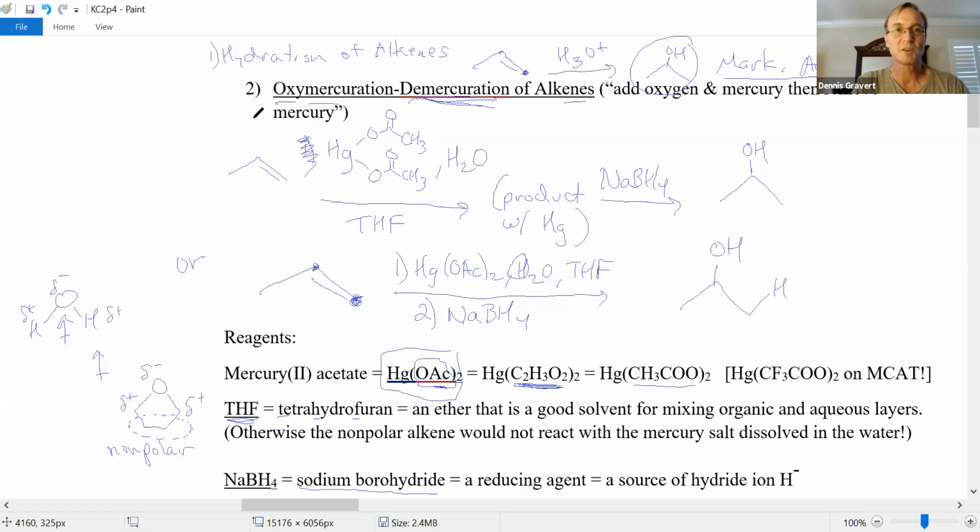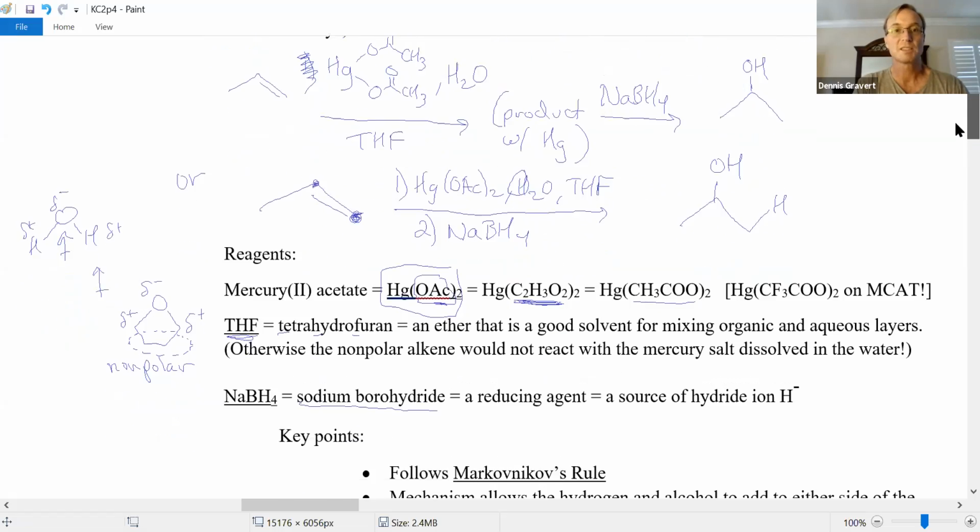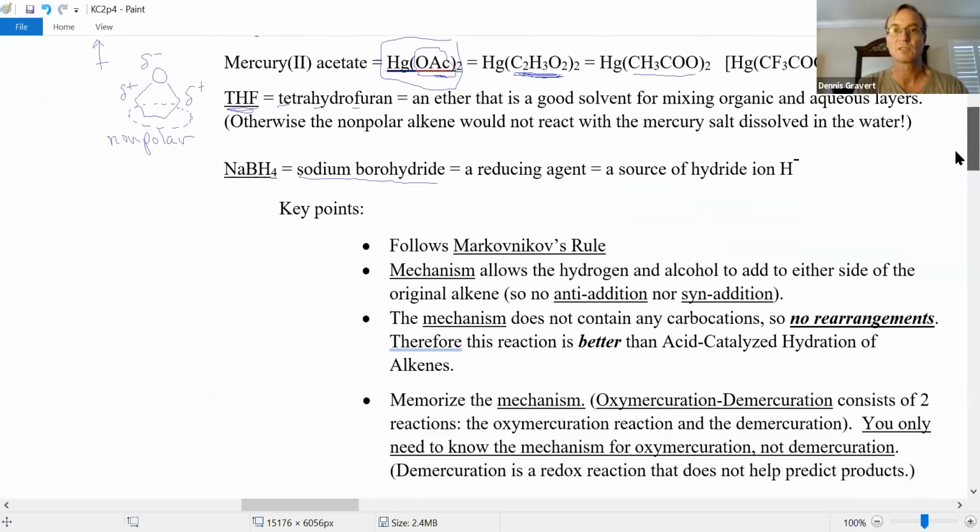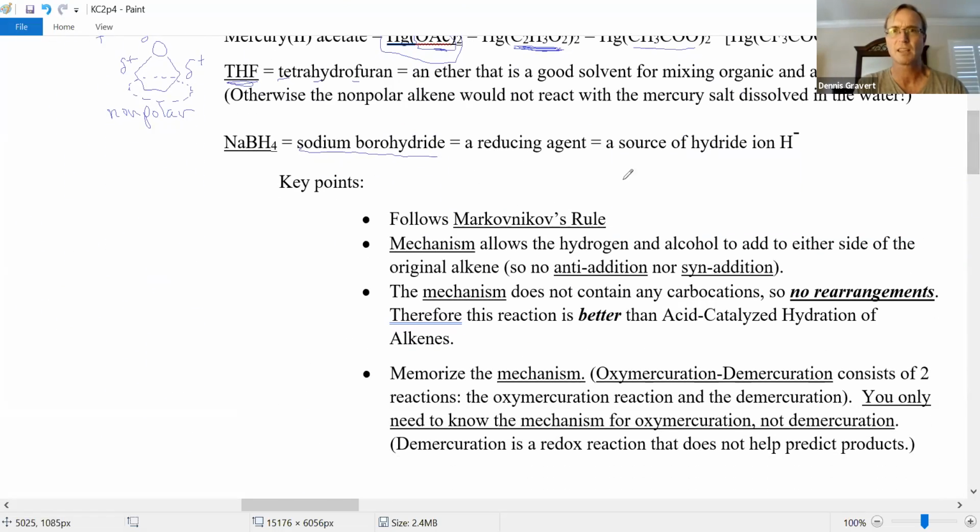Okay, so far we have 2 ways of making the same alcohol from an alkene. One using carbocations and one without. So what's the mechanism here? Well, first let's go over a few key points, which I think I've already outlined here. We're going to use Markovnikov's rule to predict the product. We don't see anti-addition or even its opposite, syn addition. It's a mixture in the lab, so it depends on reaction conditions.